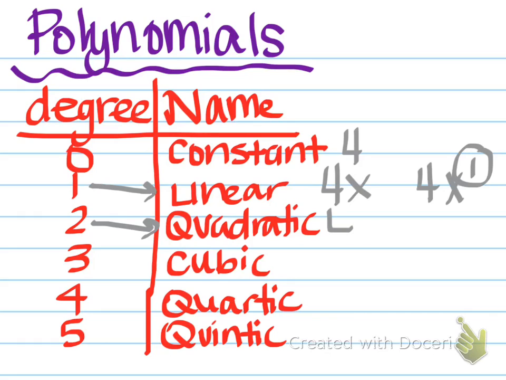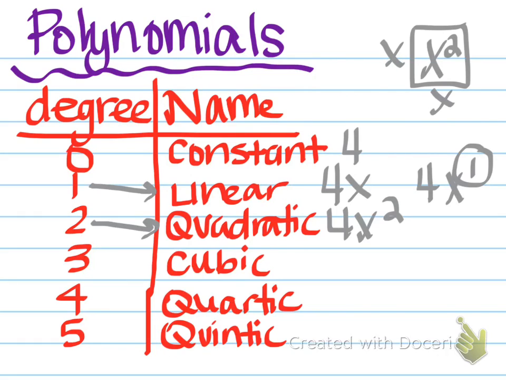Quadratic is going to have 4x to the second power. And it doesn't have to have this 4. It could just be x to the second power. But it's going to have some variable and to the second power. And if you think about that, here's your square. I'm going to get x squared when I have x times x. So here's my quadrilateral. The area is x squared.